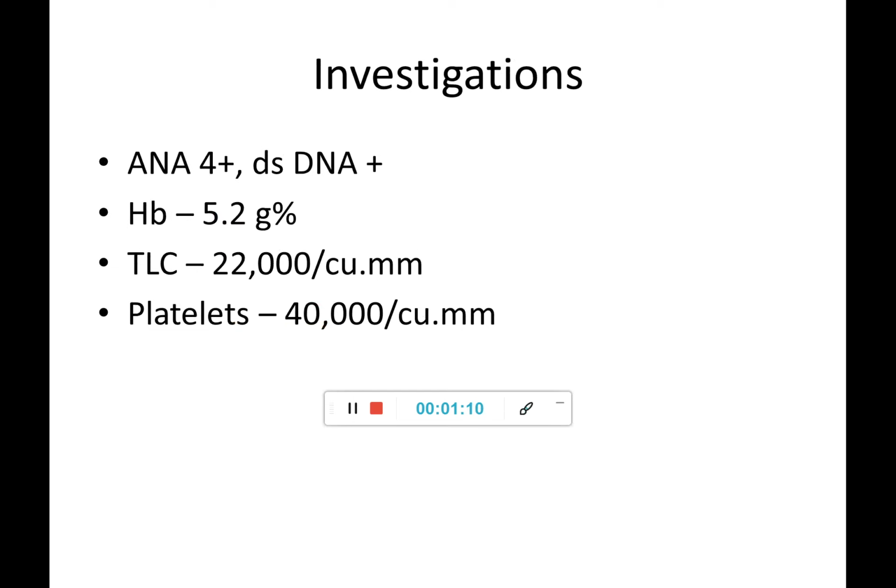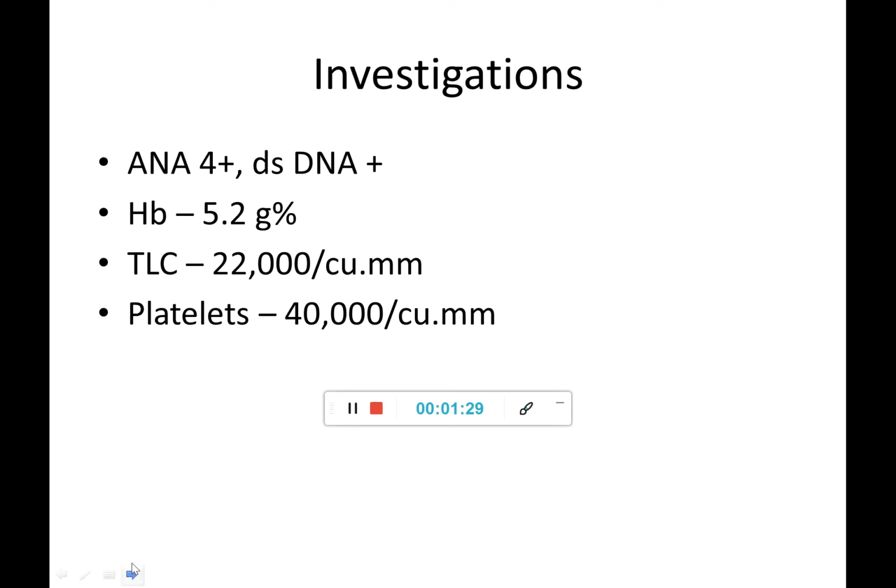Now, let's go to the second part of the question, which says that this patient is having ANA positivity, 4 plus, it is strongly positive. Double stranded DNA is also positive. Hemoglobin is less, 5.2. Total leukocyte count is elevated, 22,000, and platelet count is 40,000 per cubic millimeter.